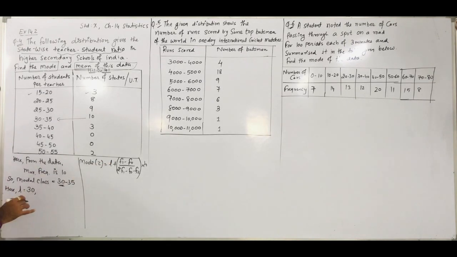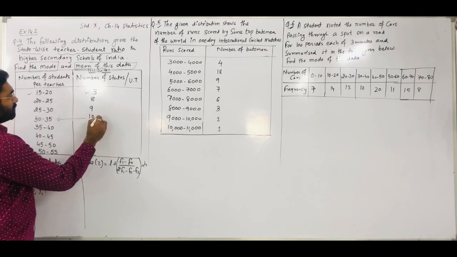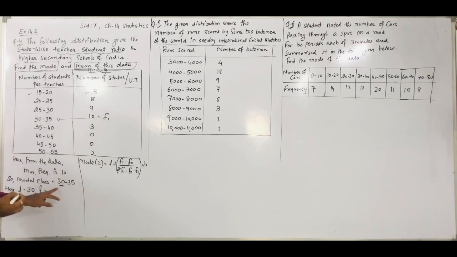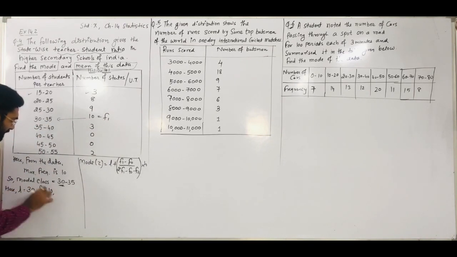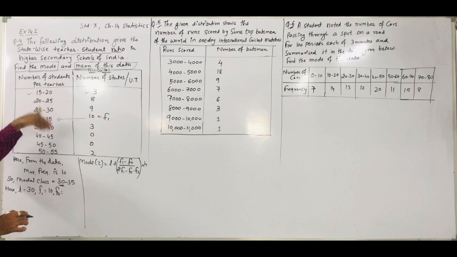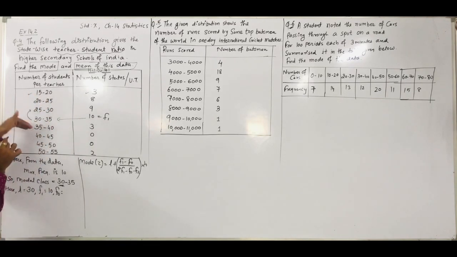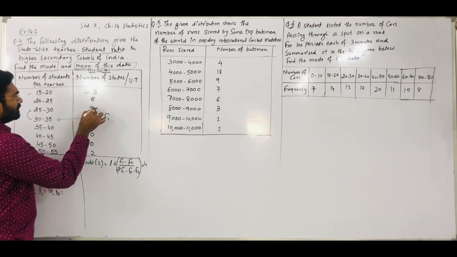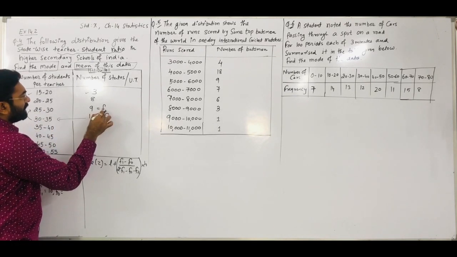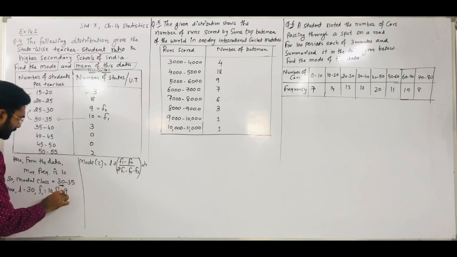Now we require the F1 value. We already discussed in our previous period, F1 means your model class frequency. The model class is 30 to 35, and its frequency is called F1. So we get the F1 value as 10. Then we require the F0 value. F0 means the model class preceding class frequency. The model class is 30 to 35, so its preceding class is 25 to 30. Its frequency is called the F0 value. So the F0 value is 9.